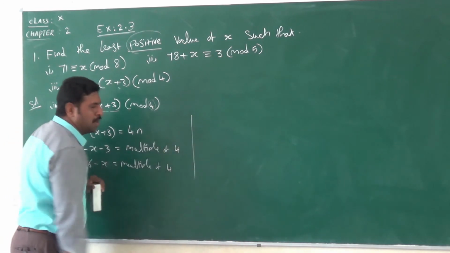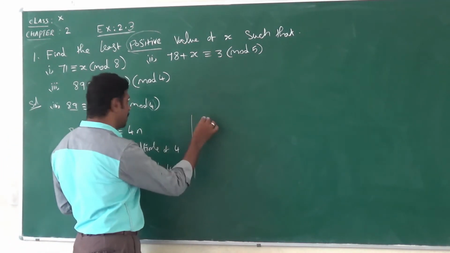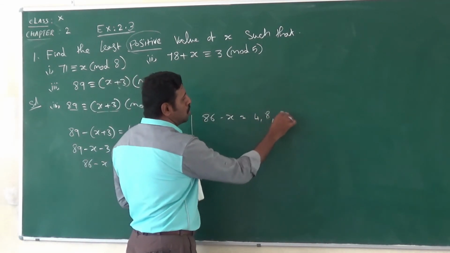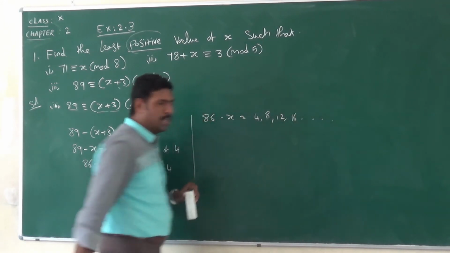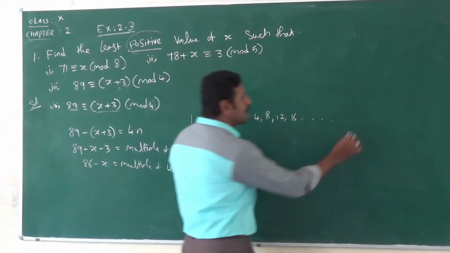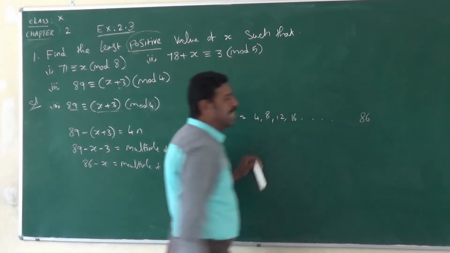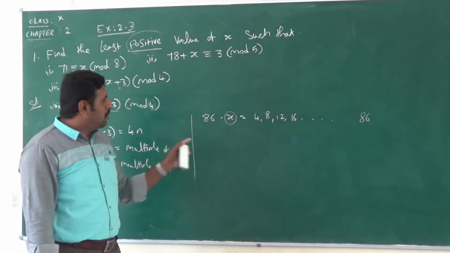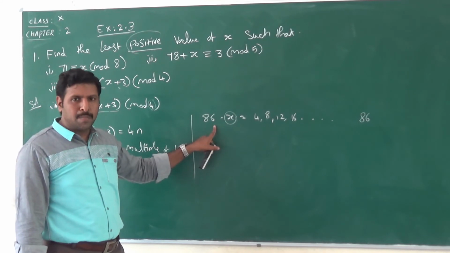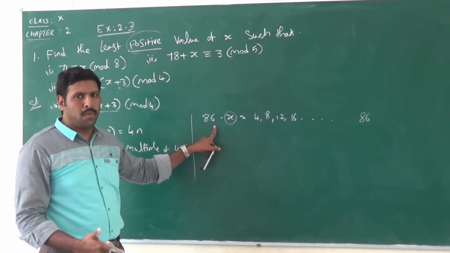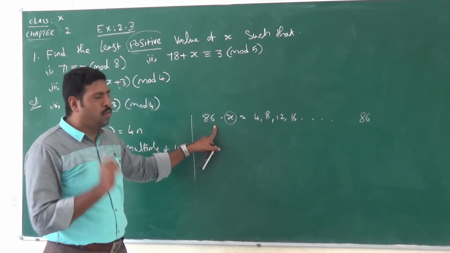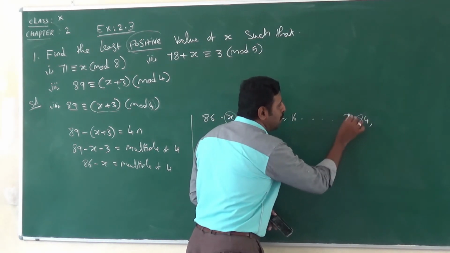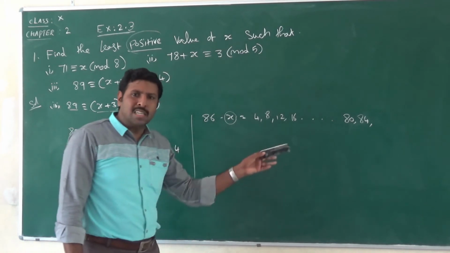Here, what are the numbers that are multiples of 4? Here, multiple of 4 means 86 minus x is equal to a multiple of 4: 4, 8, 12, 16, and it goes on. The highest positive value we have is 86, right? Now we are going to subtract the value of x from 86, and that number should be a multiple of 4. Clearly, 86 is not a multiple of 4, so we get 84, and then 88, right? So these are the multiples of 4.